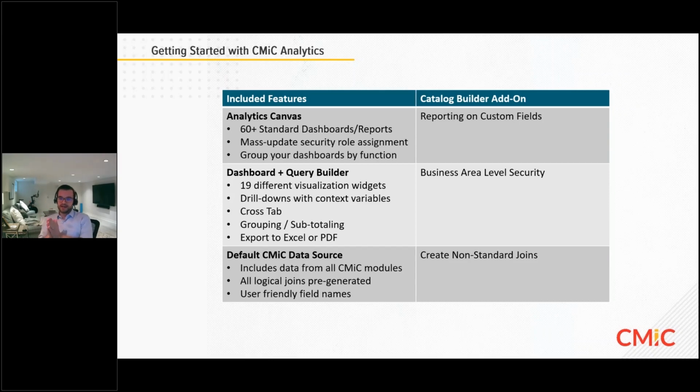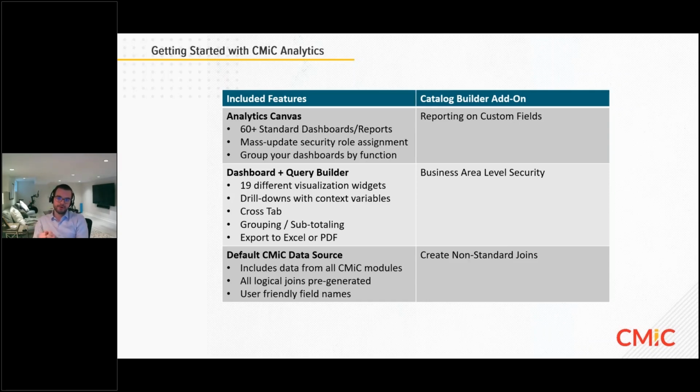So one of the things that is a very common example of what a customer might need Catalog Builder for is if you have a lot of custom fields and you want to include a lot of those custom fields in your analytics reports and your dashboards and queries, and there's some special join logic that is going to be unique to your company and how you use those custom fields.